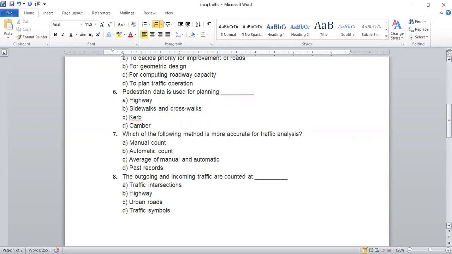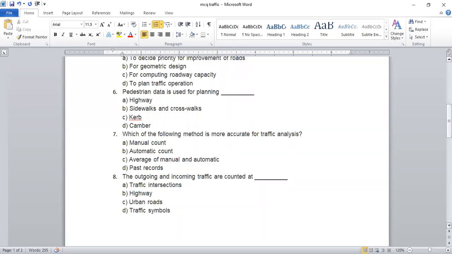Okay, coming towards the next question, question number seven. Which of the following methods is the most accurate method for traffic analysis? Can anyone please tell me the answer? It is a very simple question. Which methods are used? Manual counting, automatic counting, average, or past record. So which answer is correct? We have to collect accurate traffic data for analysis, so for that purpose we have to go for the automatic counting method. So option B is correct for question number seven.